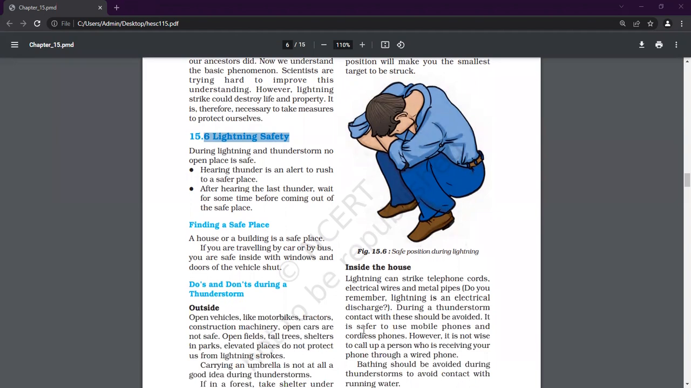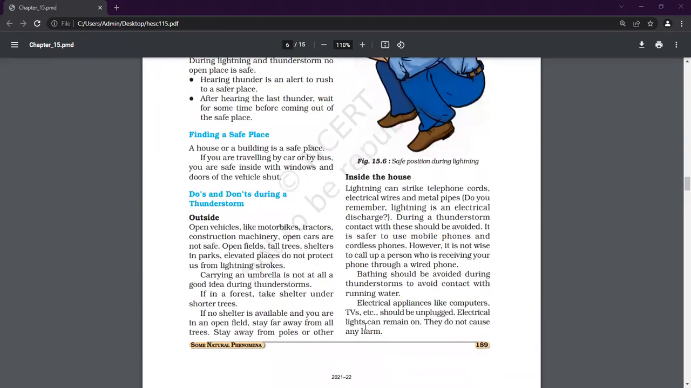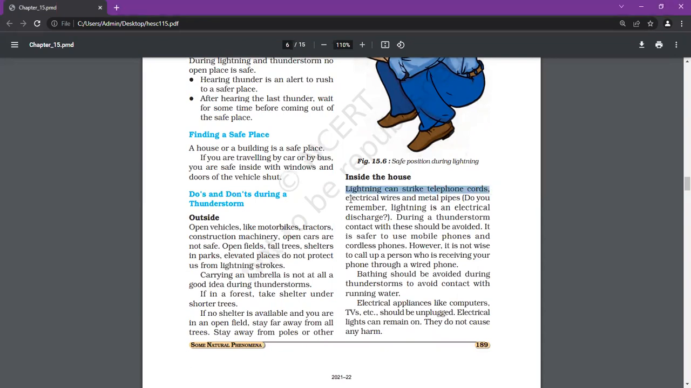But if you are inside the home, what you should do during the lightning process? अगर lightning हो रही है तो what are the do's? What are the do's you can do at the time of lightning inside the house? Lightning can strike telephone cords, electrical wires, and metal pipes. Do you remember lightning is an electrical discharge? Yes.